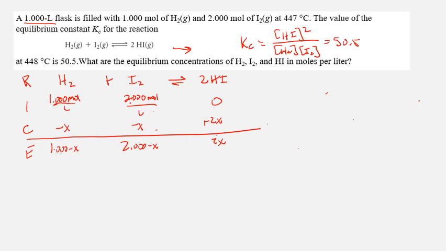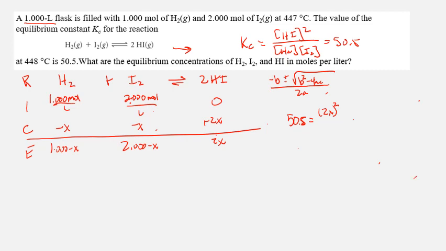So if you don't remember the quadratic equation, you would have negative b plus or minus the square root of b squared minus 4ac all over 2a. So if I now go and plug in my values for Kc, we had 50.5. Set that equal to the HI concentration, which was 2x, quantity squared.